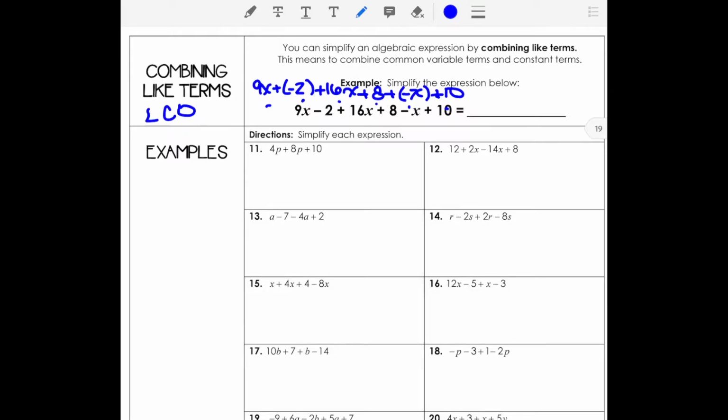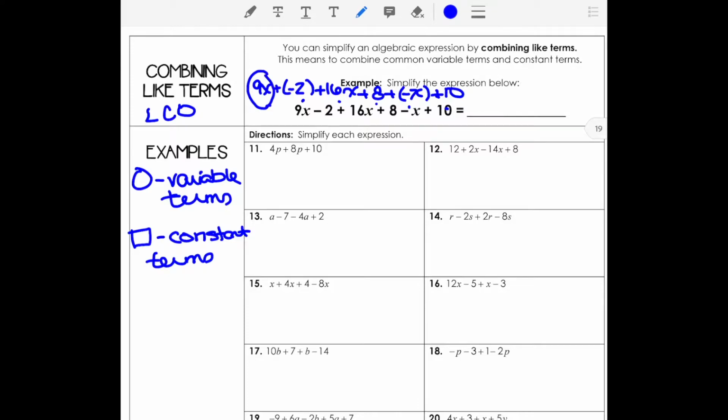Now, I like to have a little code when I simplify. I like to use circles for variable terms, and I like to box the constant terms. So let's take a look at this example. I am going to circle the variable terms first, and that's the only thing I'm going to do. I circle 9 times x, 16 times x, and negative x.